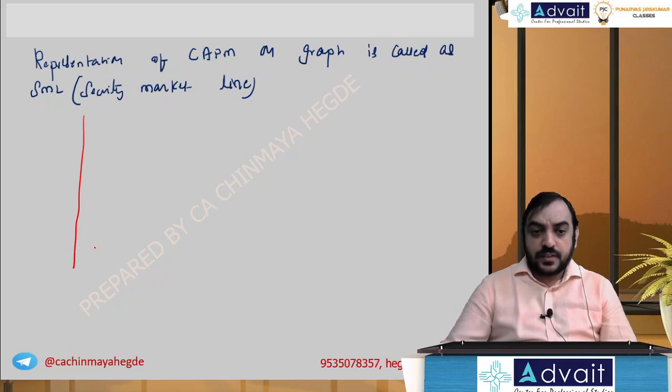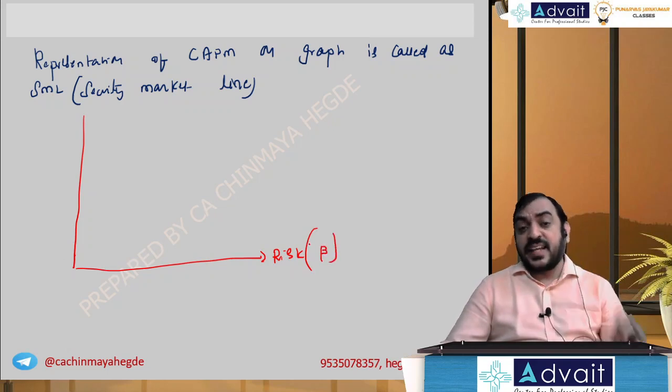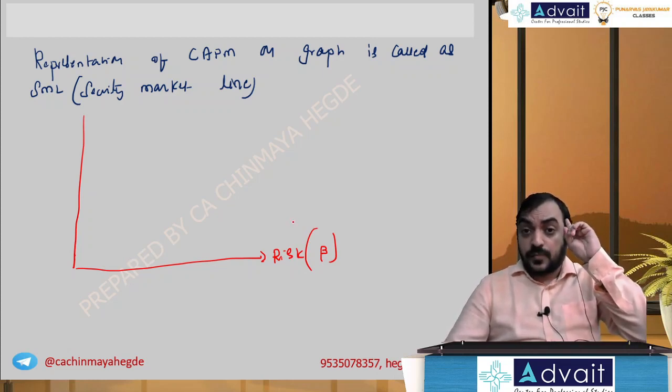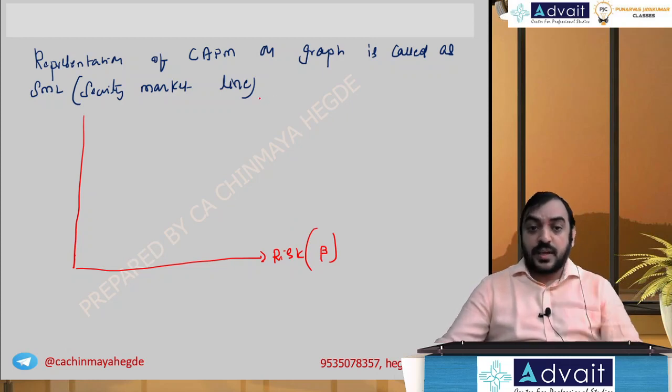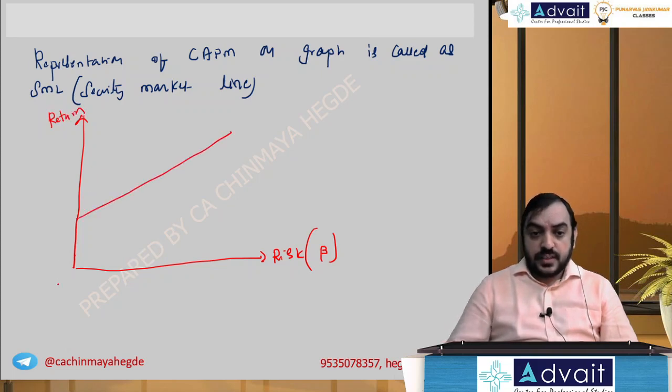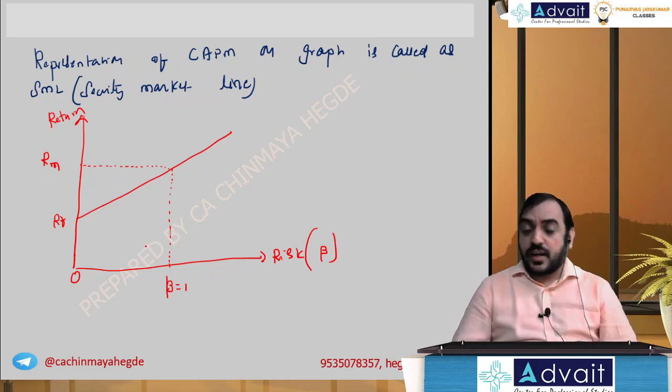So if I draw a graph, this is risk, and to be specific, I represent it as beta. That is, I am measuring systematic risk. In the capital market line, it is standard deviation, total risk. But the security market line, SML, is beta, systematic risk. And this of course is return. And I draw a graph. This is 0. Starting point is Rf. And I'll select, let's say, a market risk, meaning beta equals 1, and here this is market return, that is Rm. Market risk means beta equals 1, market return Rm.